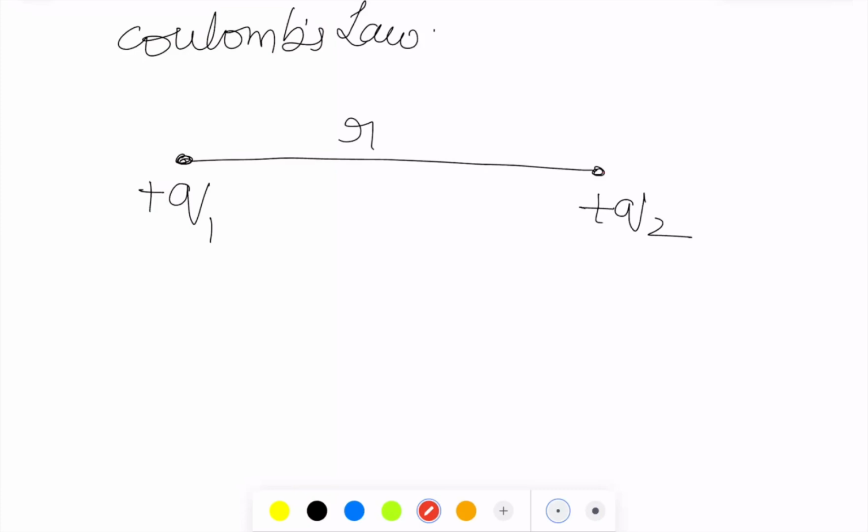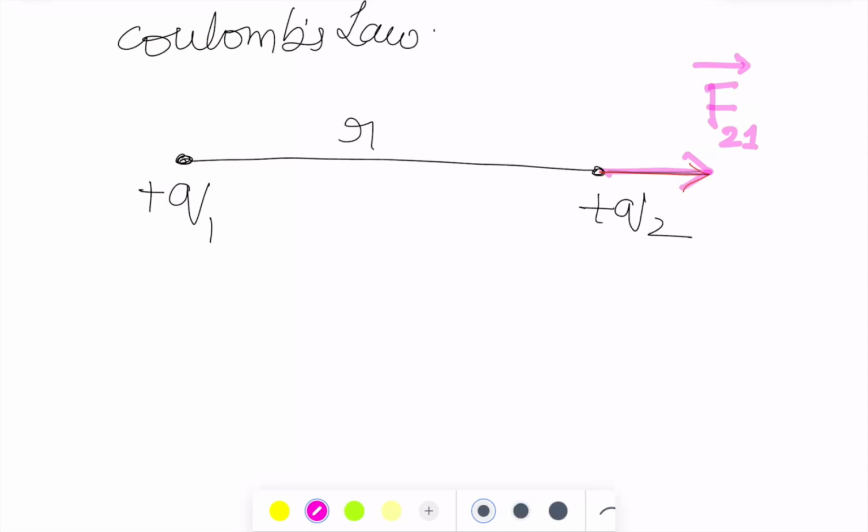The force is away from it. So it's the repulsive force. So this is the direction of the force. This force can be written as the force on the charge 2 by 1, and it is a vector quantity. Therefore, you must write an arrow mark above the force.